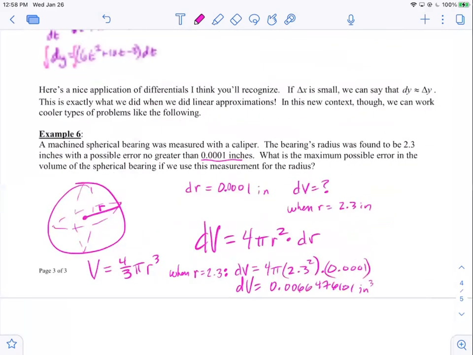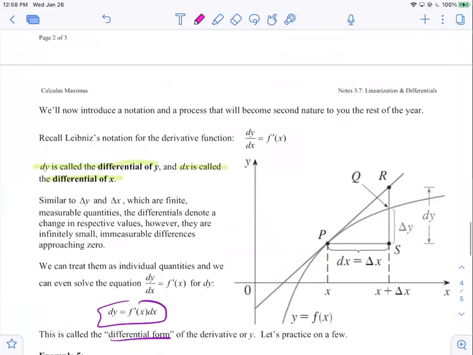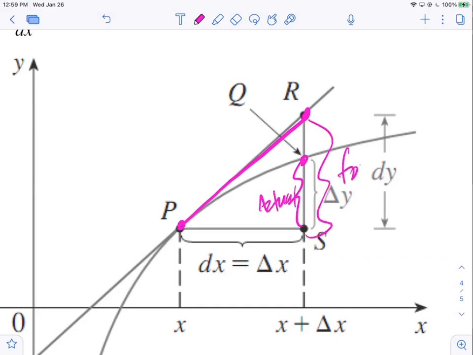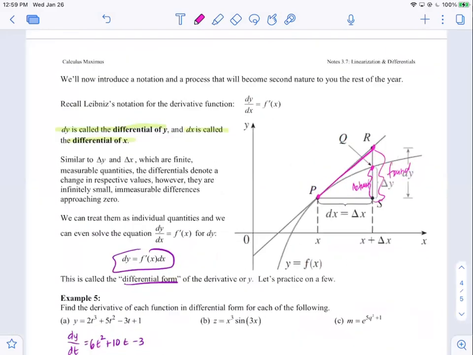Okay, so that's what a differential is. And again, we're using that to predict, right? We're using it to predict out a certain amount. And we know that here's the actual, but here's what we found. And then we know that that's kind of an upper bound on the error.